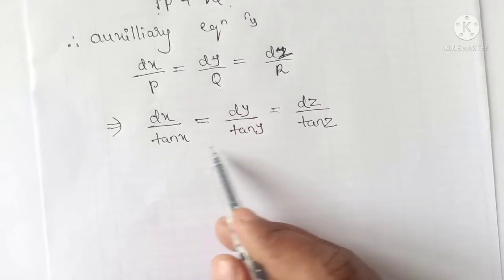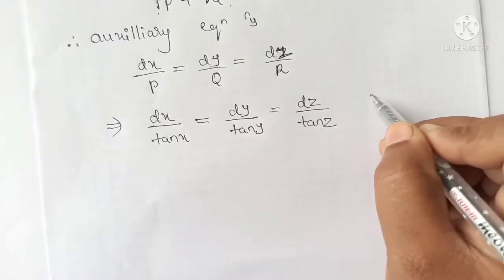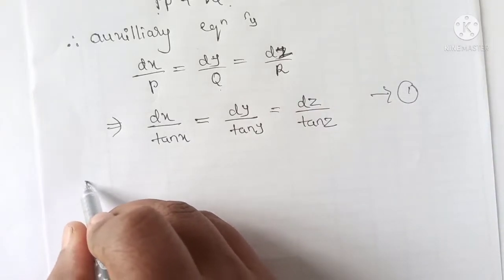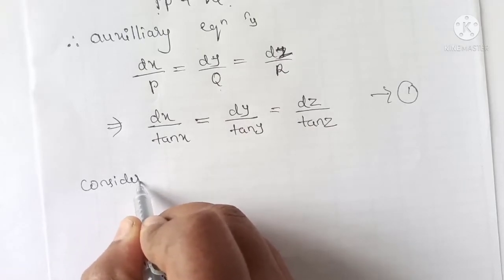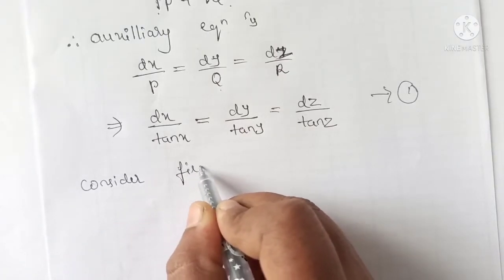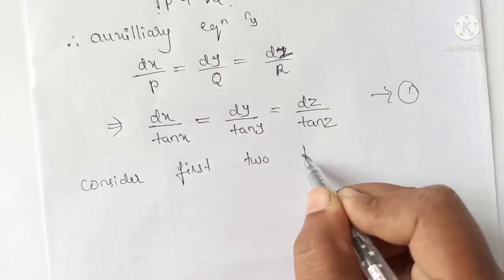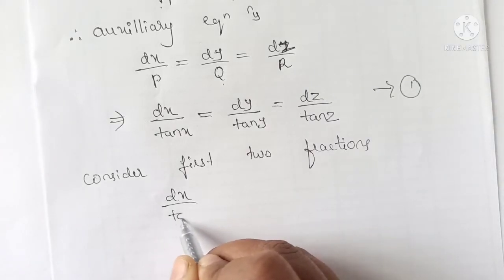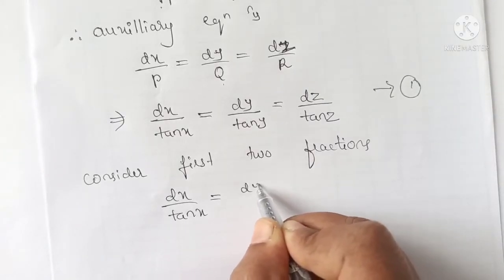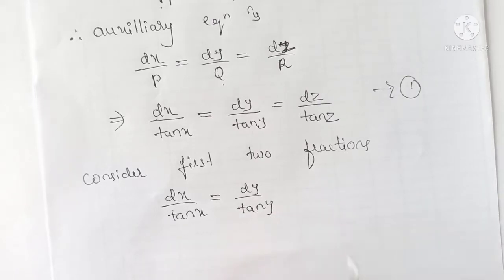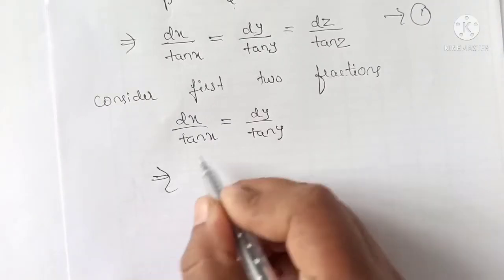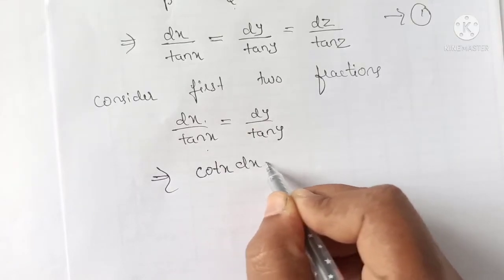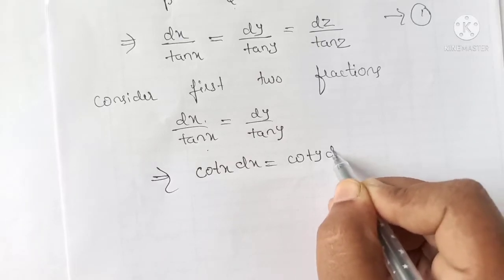Here, first we consider the first two terms. Consider this as equation 1. Consider the first two fractions, so that we get dx divided by tan x equals dy divided by tan y, so that it can be written as cot x dx equals cot y dy.